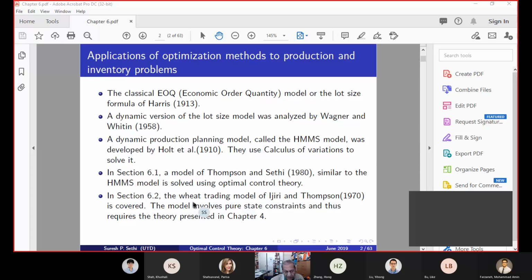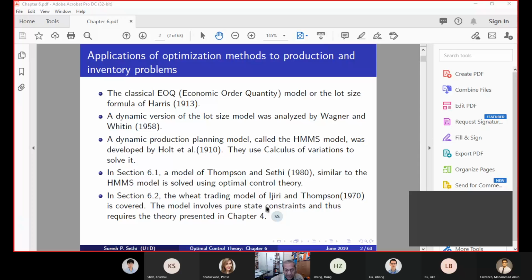And the second topic in this chapter is a retreading model of Ejiri and Thompson. He was a professor of accounting at Carnegie Mellon, and Thompson was my advisor. Both of them are no more, but they developed this paper in 1970 and published it in the Accounting Review. That's an accounting journal. But this model is the one that I took to illustrate the pure state constraints, and also showed you some ideas of horizons.